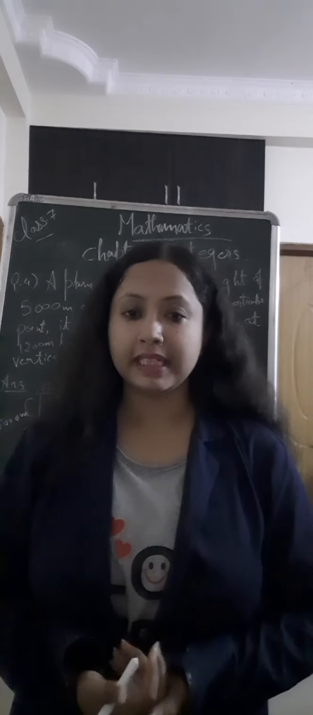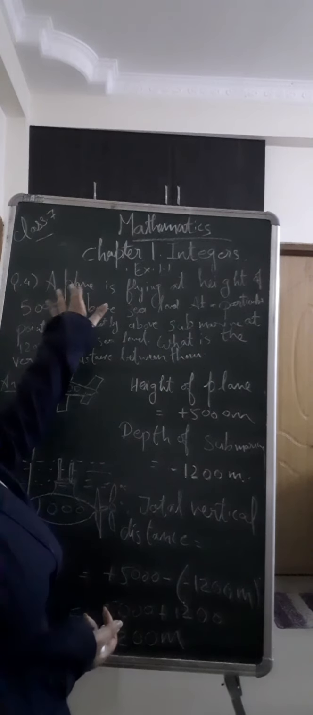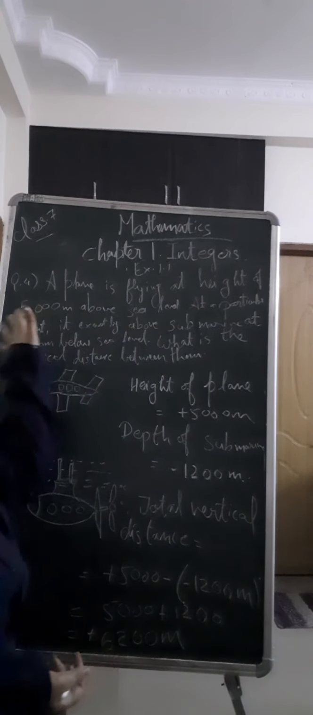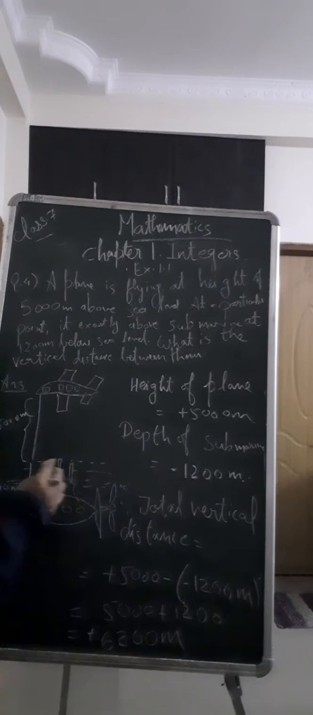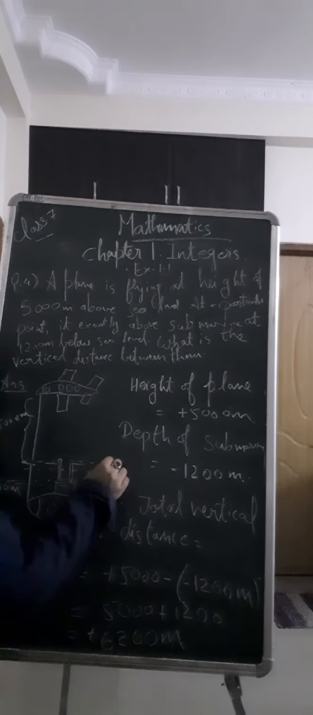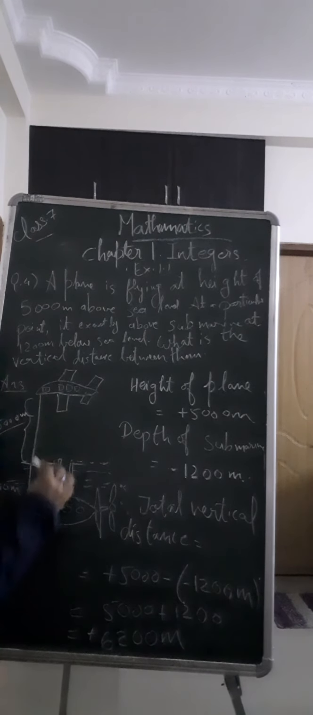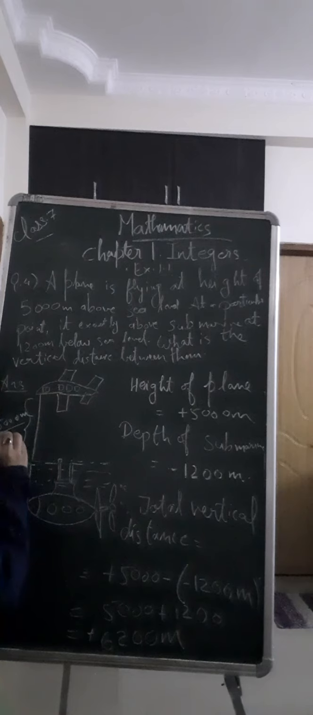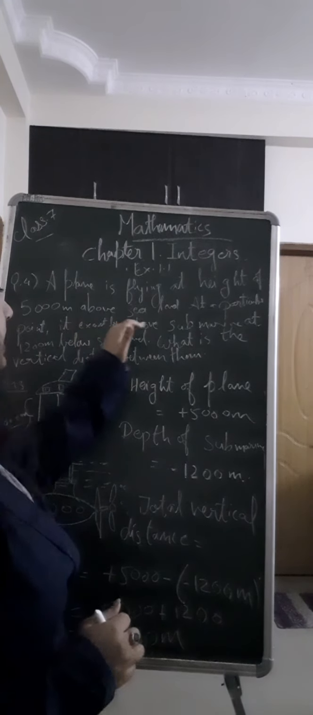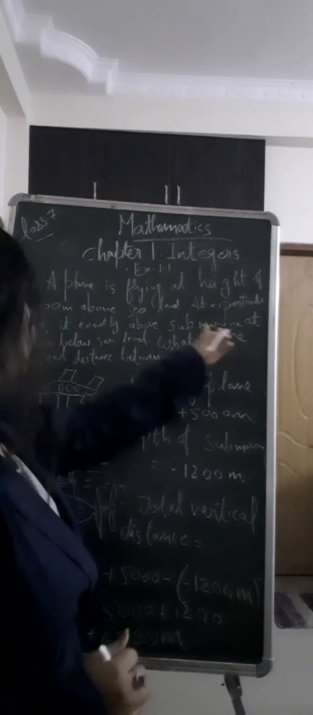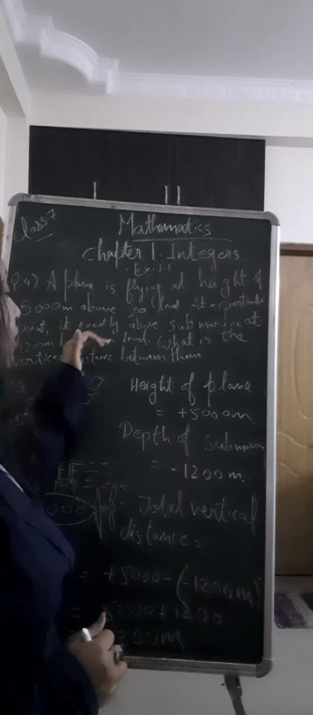Okay children, so we will discuss our question number 4 now. So children, it is said that a plane is flying at a height of 5,000 meter above the sea level. So children, this is the sea level, okay, and the plane is flying at a height of 5,000. So from the sea level, the plane is at a height of 5,000. Now at a particular point, it is exactly above the submarine at 1200 meter below the sea level.